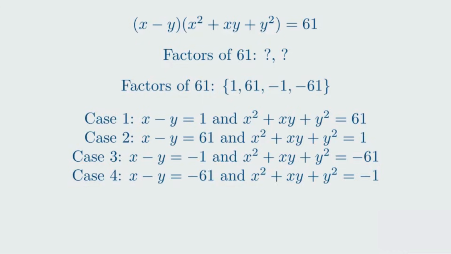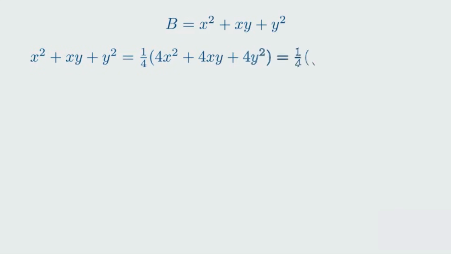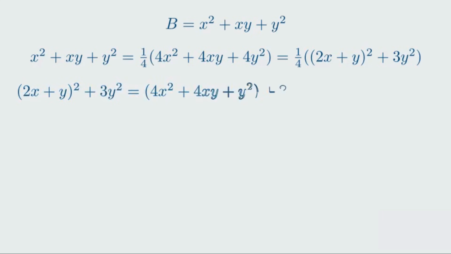Let's begin by analyzing the second factor, b. We're looking at the expression x squared plus xy plus y squared. This term has some special properties. We can use a trick of completing the square to rewrite it as 1/4 of the quantity (2x plus y) squared plus 3y squared. Let's see why. If we expand (2x plus y) squared, we get 4x squared plus 4xy plus y squared. Adding 3y squared gives us 4x squared plus 4xy plus 4y squared. Multiplying by 1/4 returns us to the original expression x squared plus xy plus y squared.